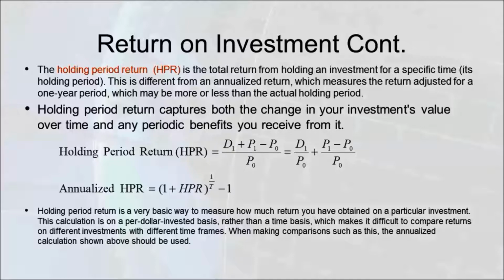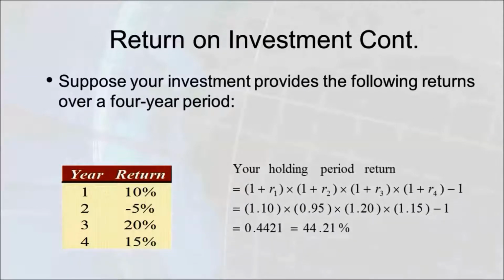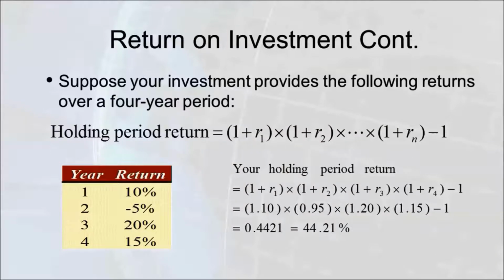But the problem with this one is, if you want to compare returns on different investments, it's difficult to do that. So you have to find your annualized rate of return. You can use this formula to find the annualized rate of return. Here is an example you can use to find holding period rate of return. Because you have years 1, 2, 3, 4 with different rates of return, you take 1 plus each rate of return, multiply them together, and subtract 1, and you're going to have a 44.21% holding period rate of return.